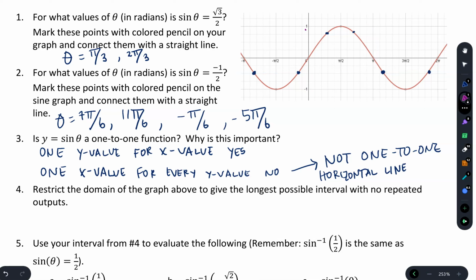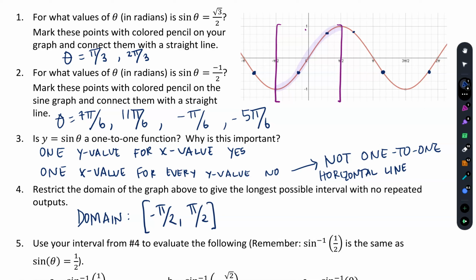Okay. So do you see another spot where you could possibly restrict the domain? Perfecto. So negative pi over 2 to a positive pi over 2. That means I'm just looking at this part of my graph, right? Is there anything that repeats? I have no repeating y values there. So I can restrict the domain to negative pi over 2 to a positive pi over 2.